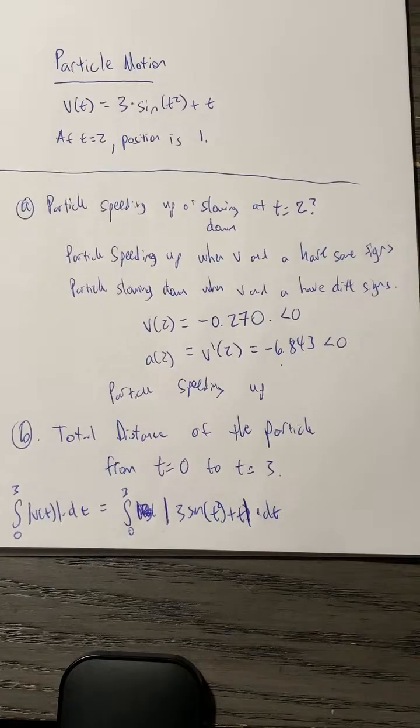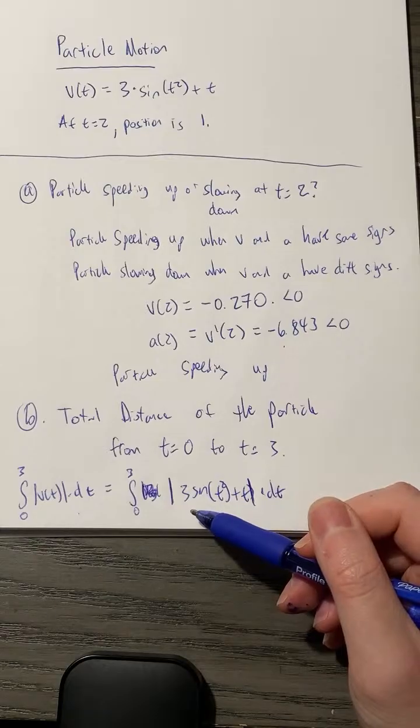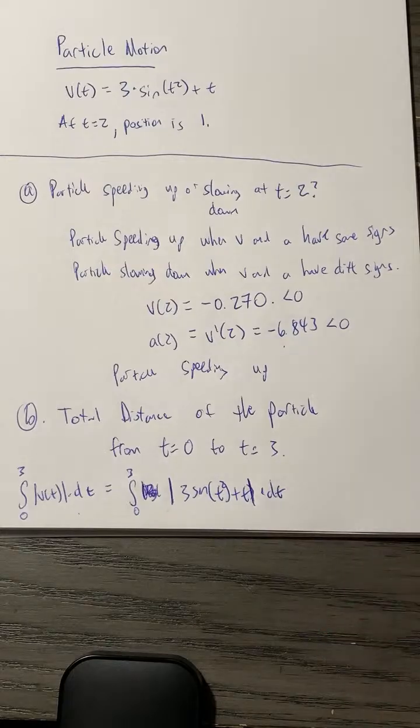Integral of absolute value. So I need to remember the absolute value, and I need to put it in parentheses. 3 sine of x squared plus x. Close those parentheses. And then we're going to go from 0 to 3, because that's our endpoints. So notice how easy this is. I just remember a formula, and I just apply the formula. Letting my calculator do its work. It has no idea what I'm talking about. That's embarrassing.